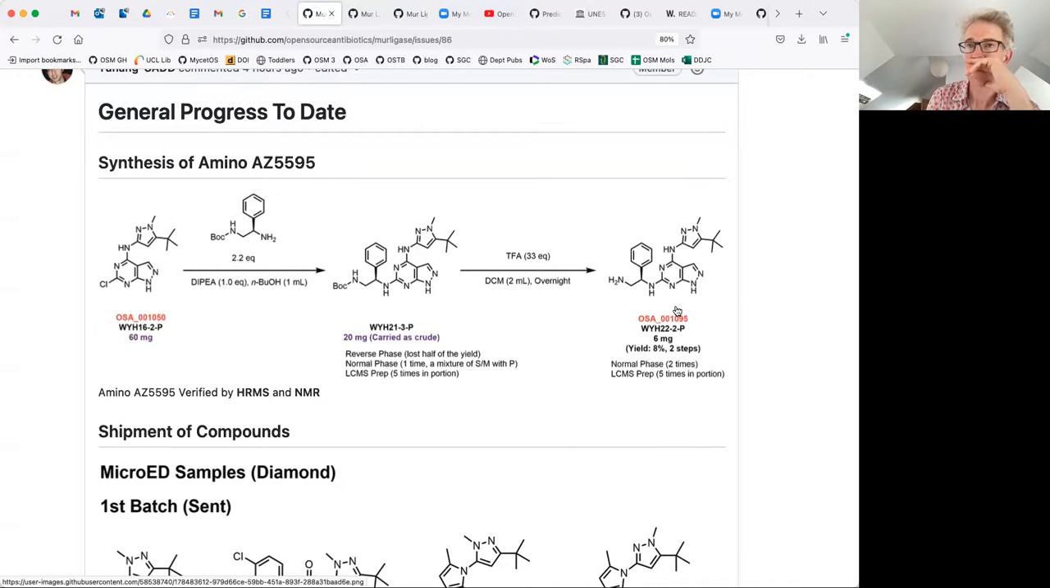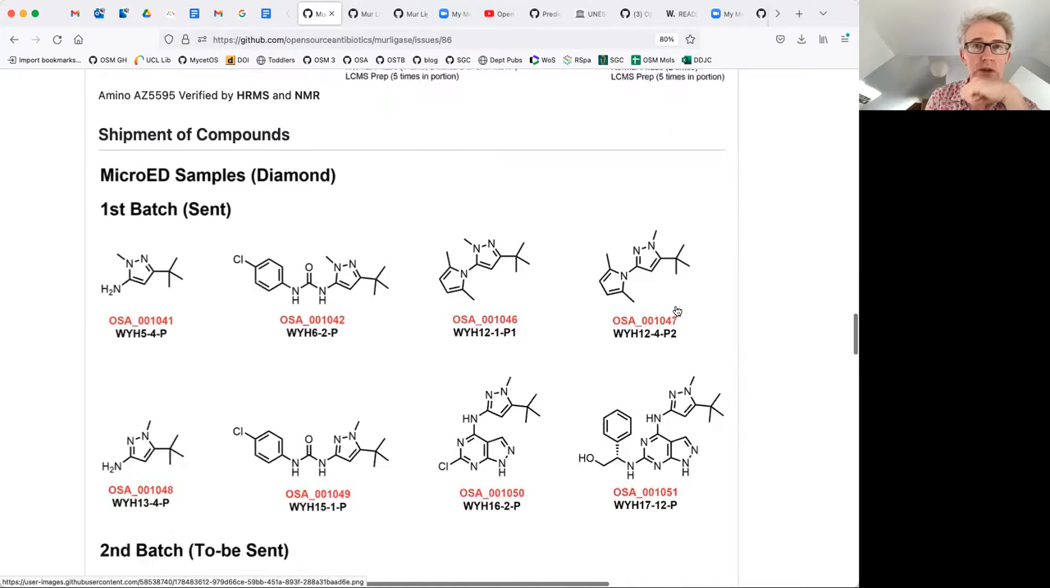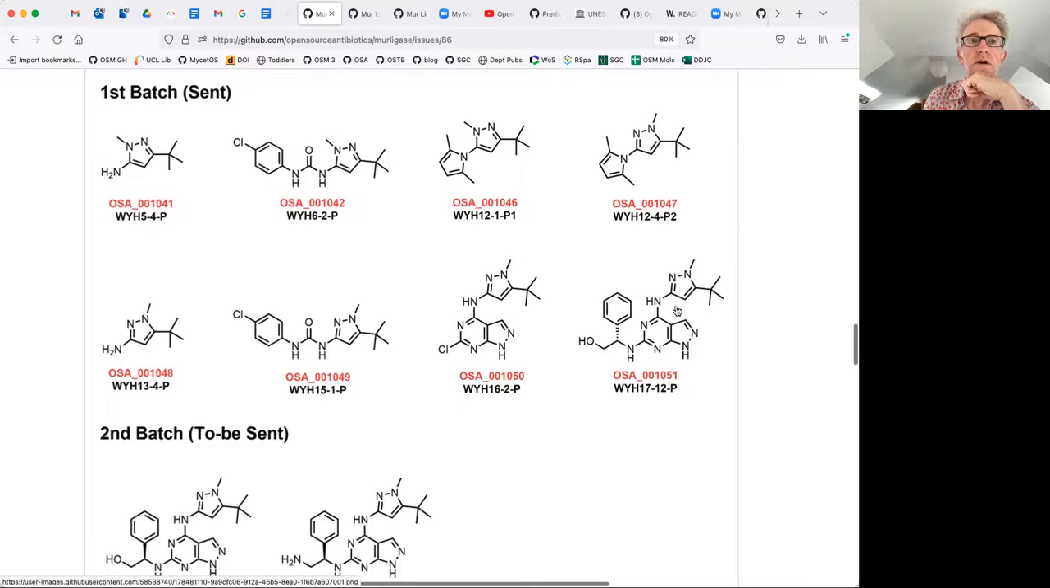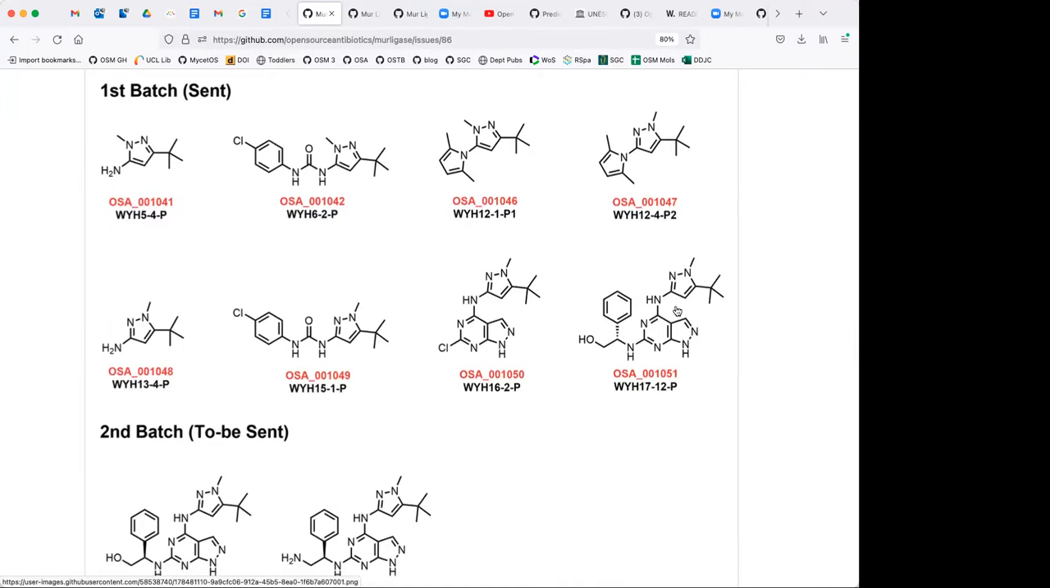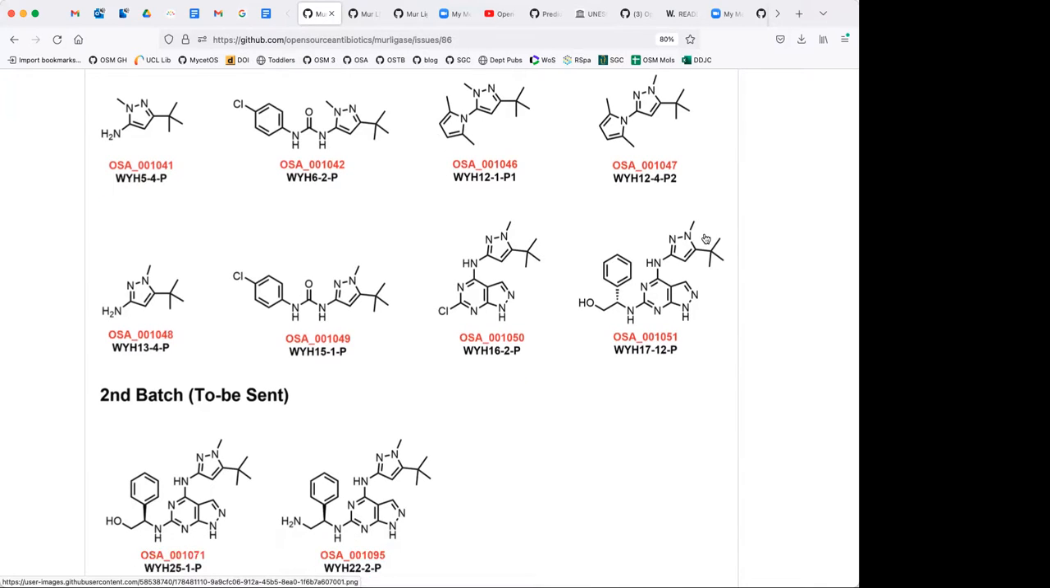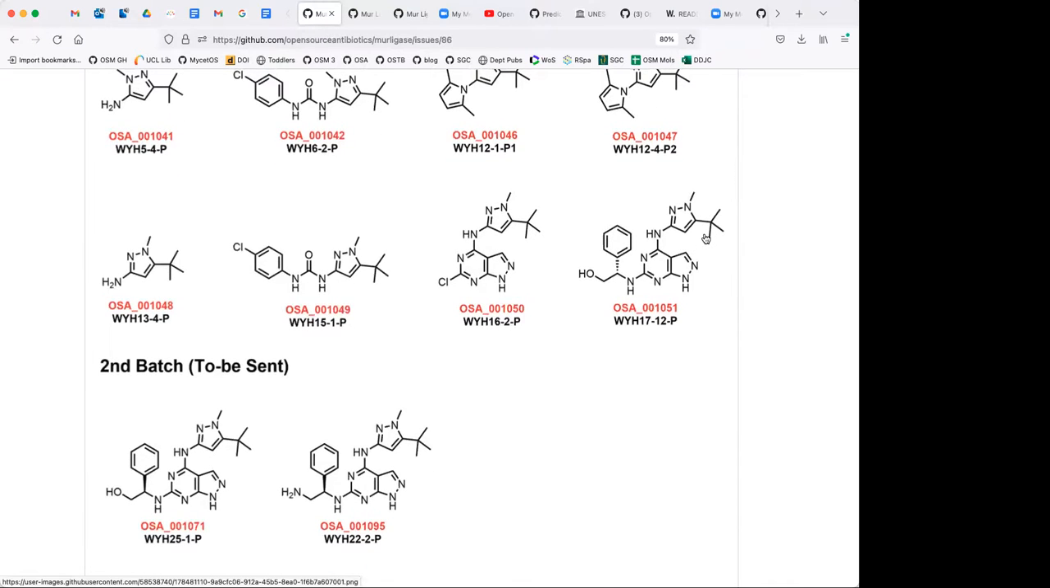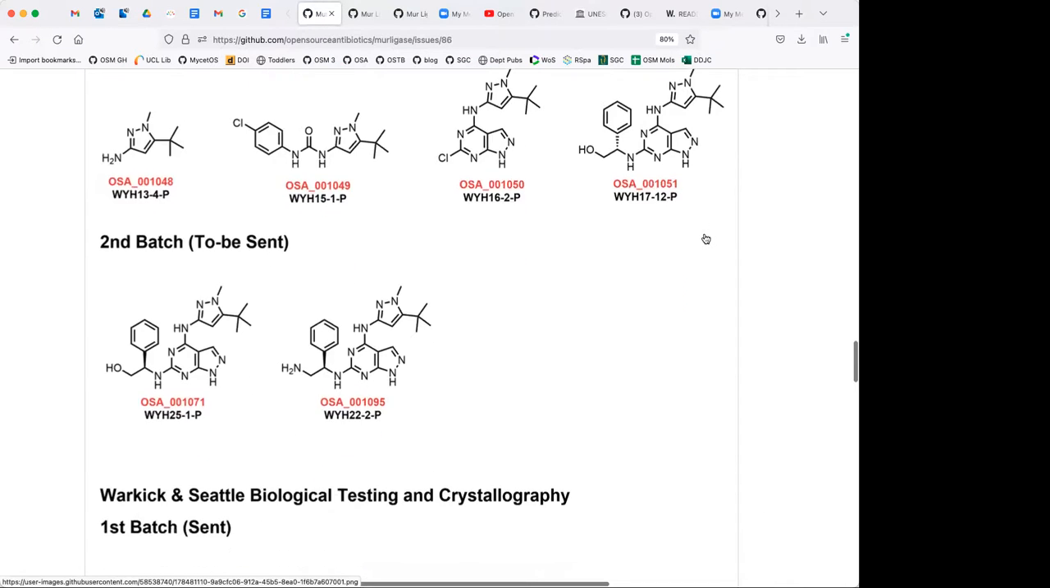We can check that out straight away. Be quicker. Right. Okay. Great. And now it's the first batch we have already sent to the Diamond, and these molecules are in progress, being tested. And the second batch are the compounds I've already made, ready to ship. Just ready to ship. Yes.